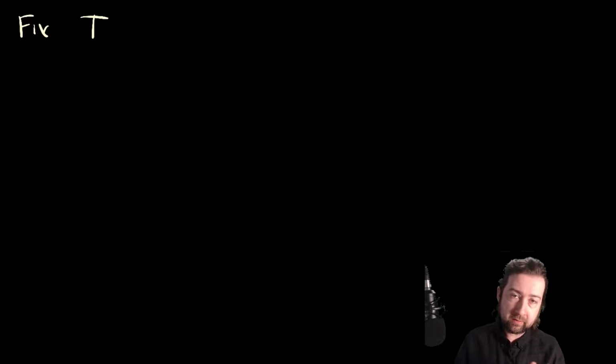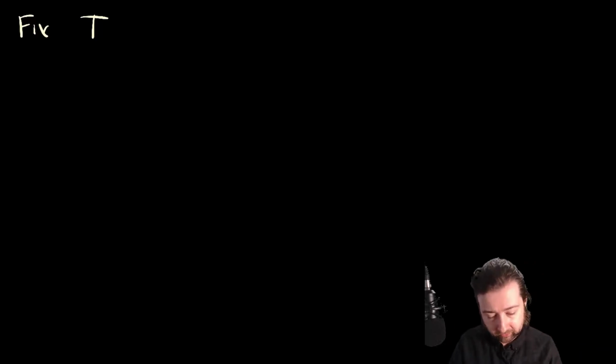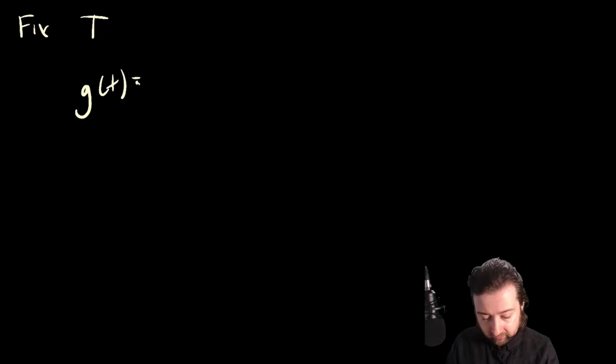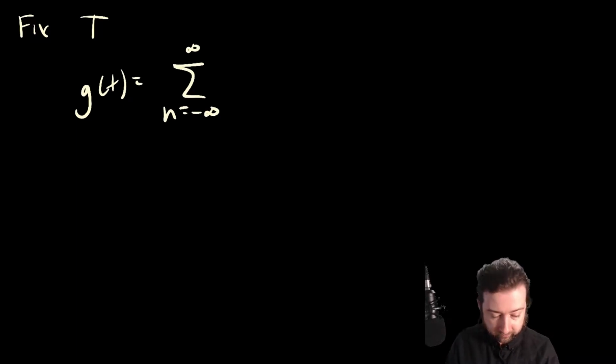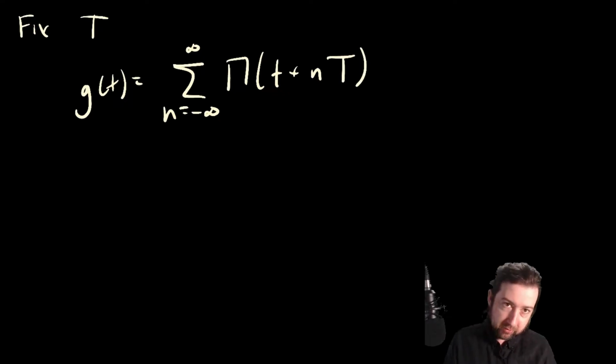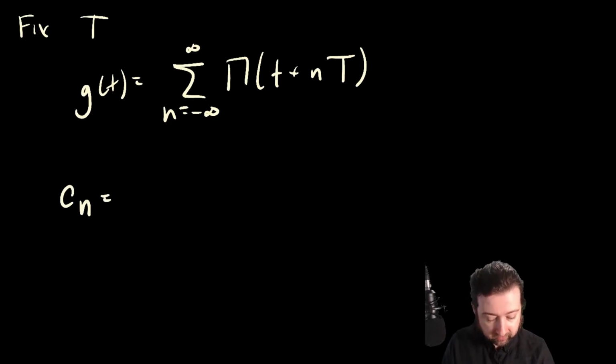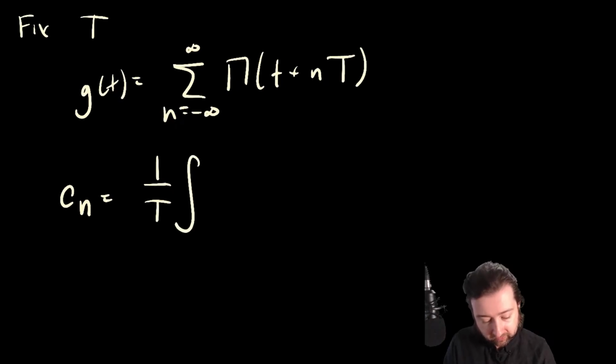So let's just assume that we have some fixed T value. So we fix T. And then we can write down the periodization of the rectangle function by writing g of t is equal to the sum from n equals minus infinity to infinity of the rectangle function of t plus nT. I want to be able to compute the Fourier coefficients of this periodic function over one period. And that means that I could write down that c_n is equal to 1 over T times the integral.